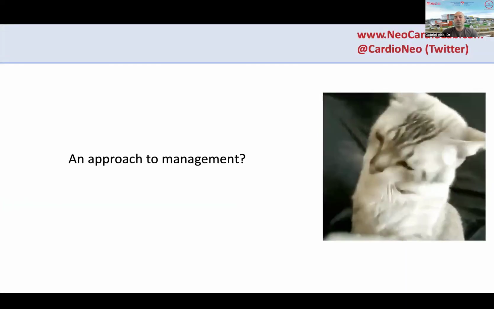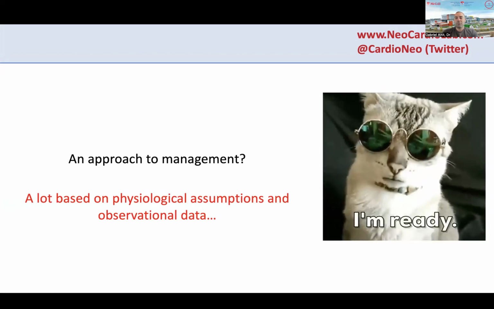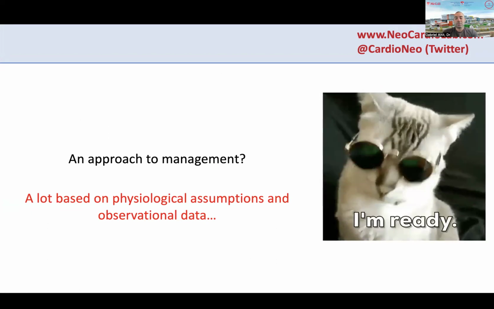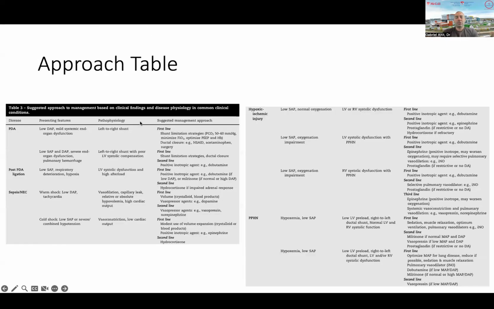So let's talk about management when we're seeing these patients. I think a lot of it is based on physiological assumptions and much of it on observational data, just because the RCTs are not there. I do like this article by Dr. Regan Giesinger, who looks at the concern for systemic hypotension in premature critically ill neonates and divides it based on systolic or diastolic pressures, and then provides you with rationale depending on what we would consider to be different etiologies of concern. And she also provided an approach table. And because you'll have all my slides, you'll be able to go back and see this article in depth.